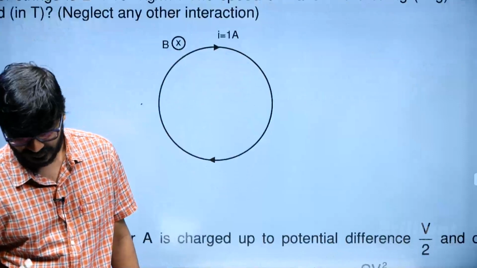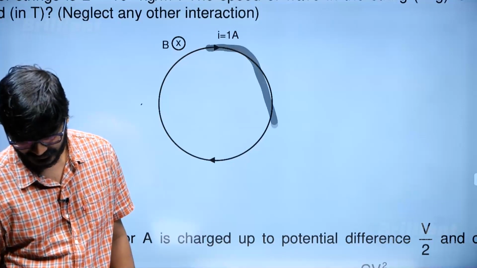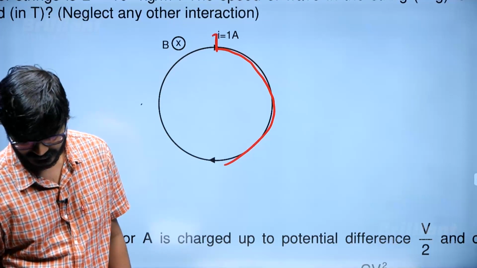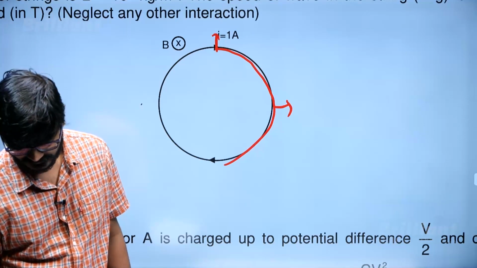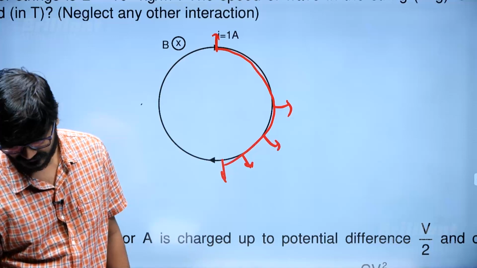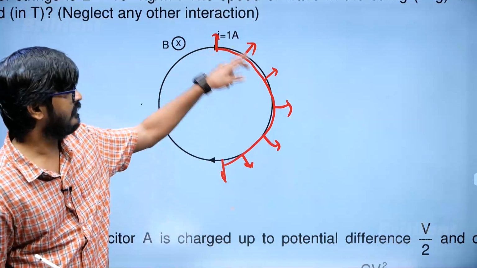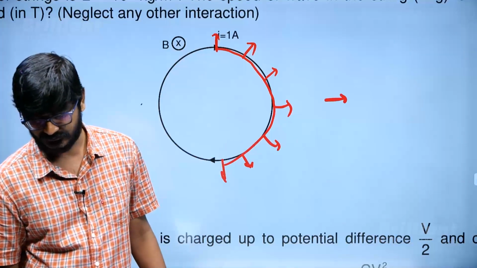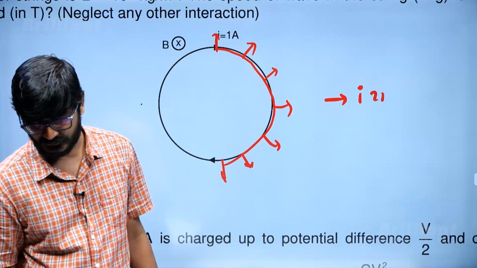So if I take half the ring, the force on that half ring is going to be this way, just like surface tension force, right? So the resultant of all this will be in the horizontal direction. Now how much is that force? That force is I into effective length into B.